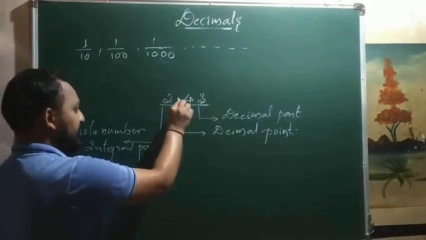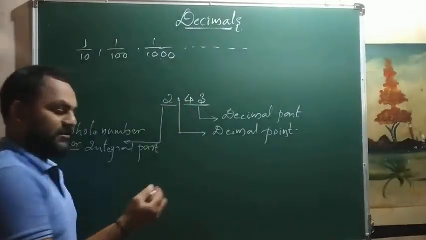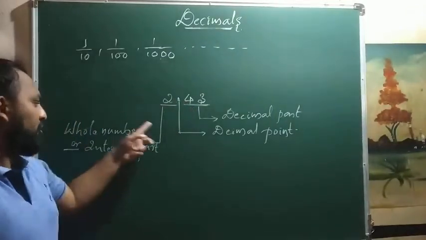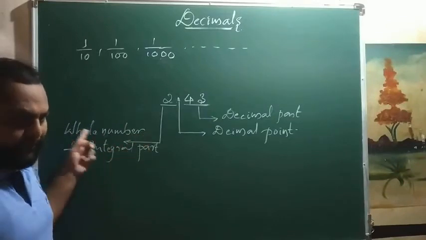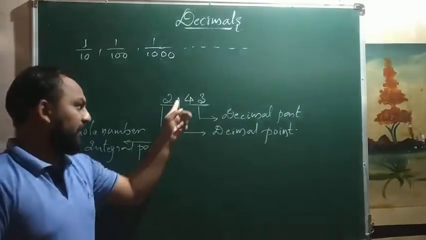Here, everything that comes before the decimal point is the whole number part or integral part, and then the decimal point.